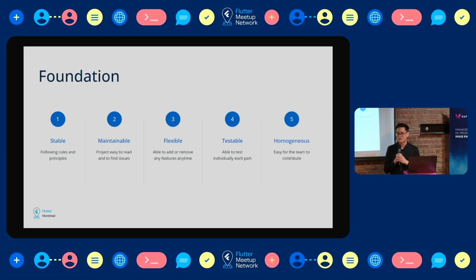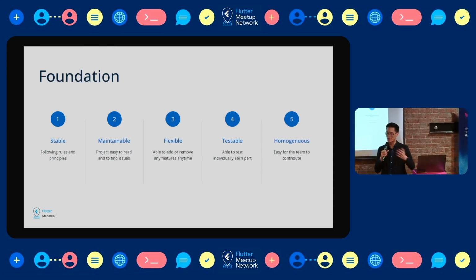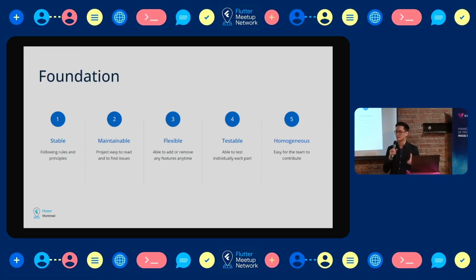It should be testable, isolated enough to test only one part, either the business logic or only the UI. Homogeneous is more about contribution. If you have colleagues, a new person in the project, they come in and it's easy to maintain. We all write the same code. I will show a few helpers for this.